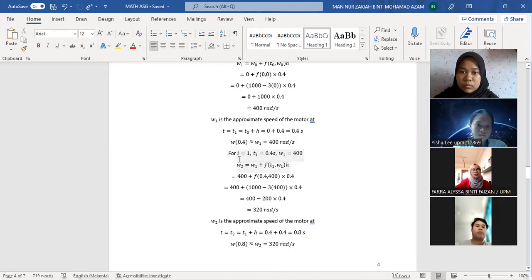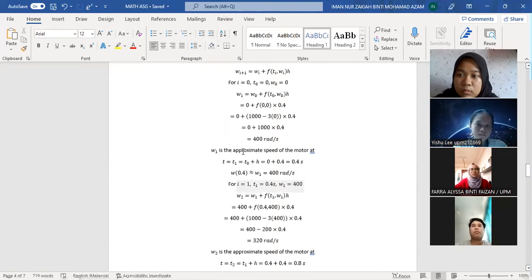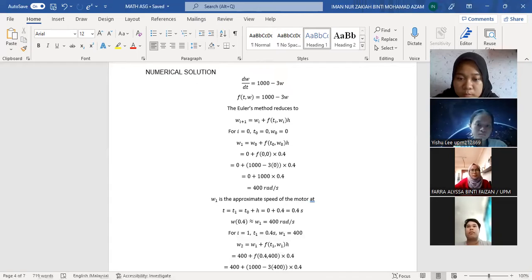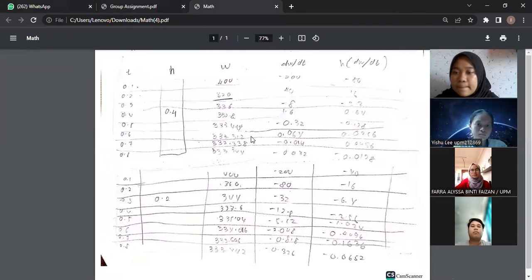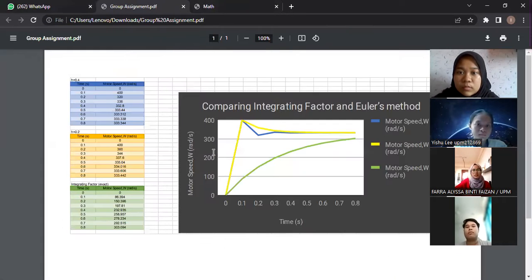So here is how the data table appears. Iman, can you show the data? As you can see, this is only a raw data computation, but this data will be tabulated into Excel later to generate the graph. Can you show the graph? So this is the graph, how it looks after it has been keyed into Excel. So that's all from me.